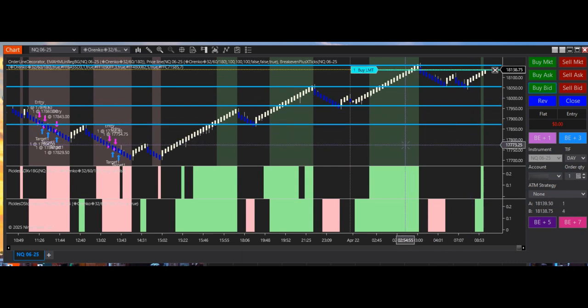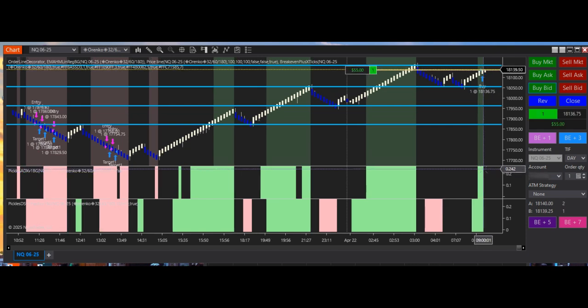So right now I just put a buy limit order in, and because you can see all backgrounds are light green, it just went ahead and got me into a trade right now.